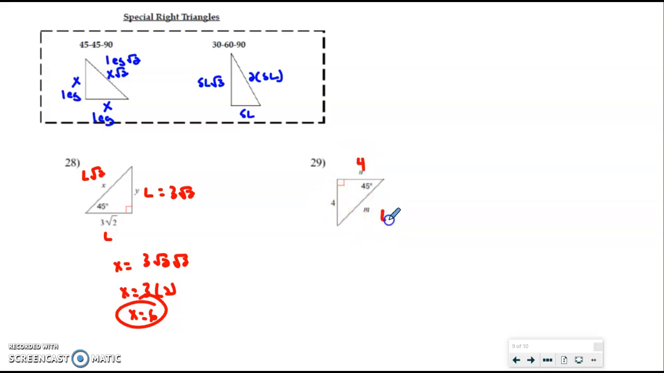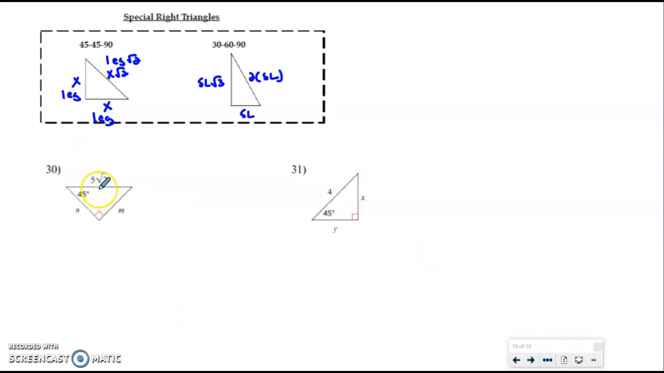If I look at number 29, I know both my legs are the same, so that's 4. I know that m is leg times the square root of 2, so it's just going to be 4 square root of 2. For 30, I got 5 radical 2 for my hypotenuse, which I know is my leg times the square root of 2. So I know 5 square root of 2 equals my leg times the square root of 2. So my leg is just going to be 5, because those radical 2's cancel, which means both these sides are 5.